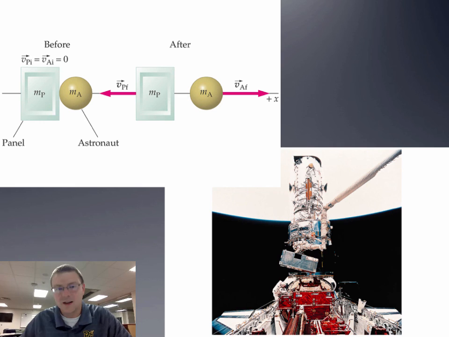If you look at the beginning here, there's no momentum for the panel or the astronaut. If the astronaut throws the panel in one direction, that 0 momentum must remain the same for the whole system. So if the panel has negative momentum, the astronaut must have positive momentum. And this is exactly how rockets work. They throw mass in the opposite direction. Conservation of momentum, we have to have mass move in the opposite direction. So you don't need to push on the air, you don't have to do anything but throw mass away from you to make the rocket move.